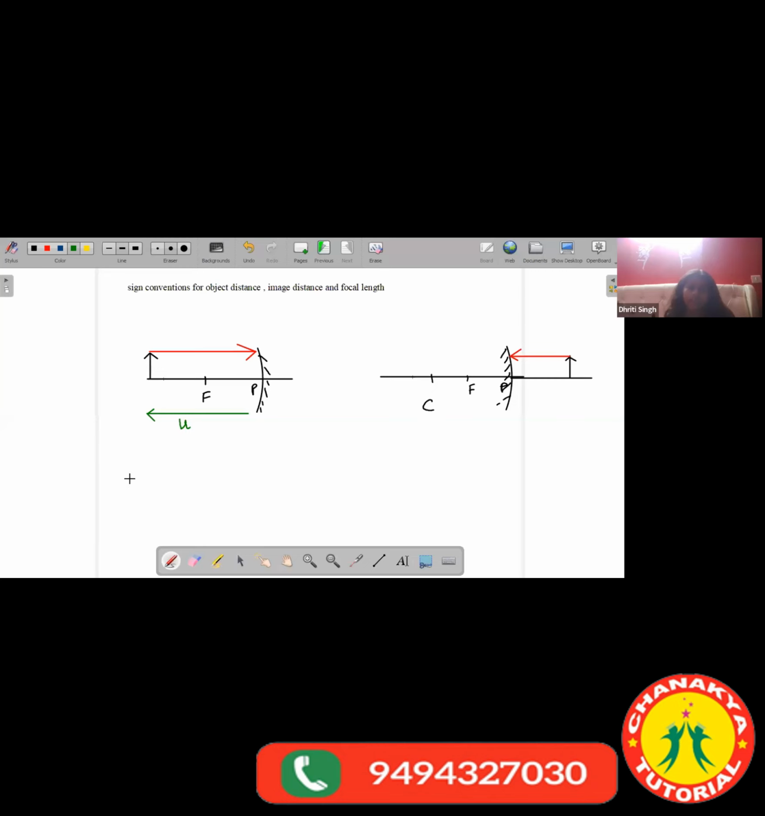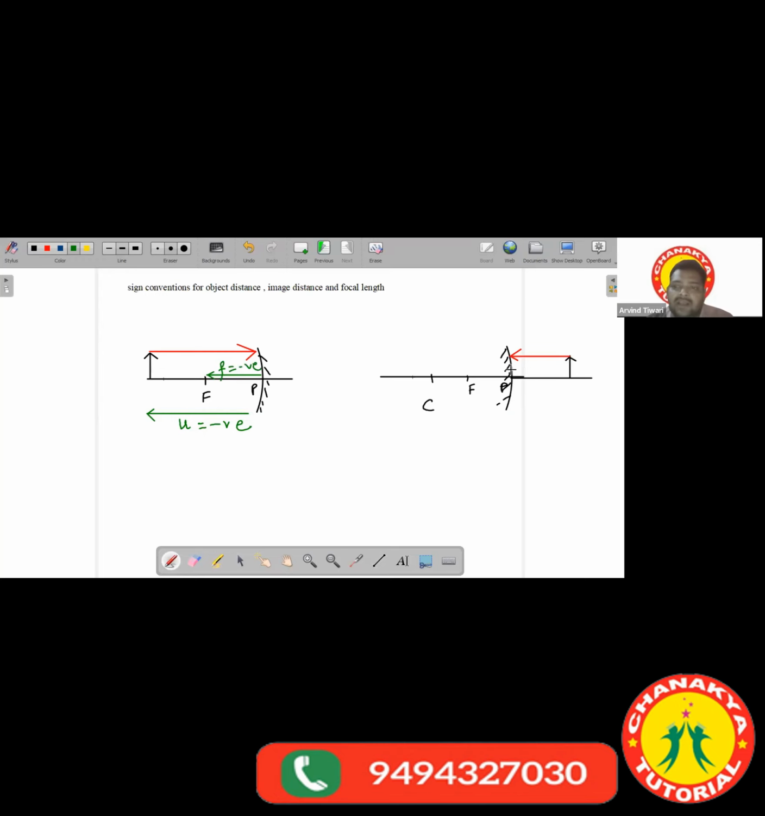The object distance is measured in the opposite direction of the incident light, so it will be negative. What about the focal length? It is measured from the pole to the focus. So what about the focal length of this mirror? It will also be negative.